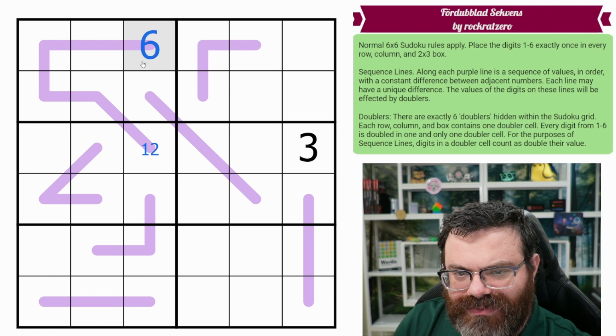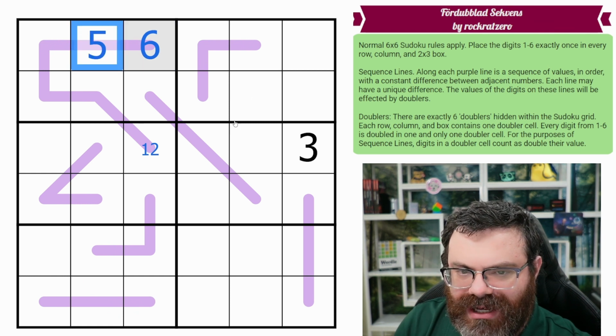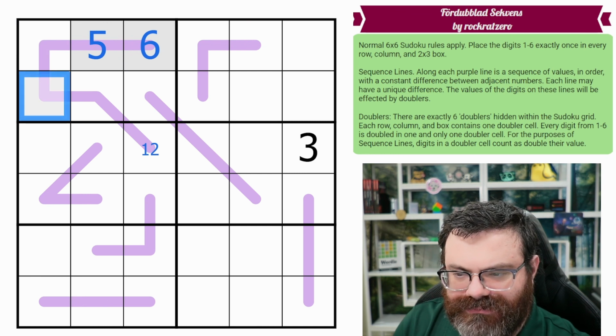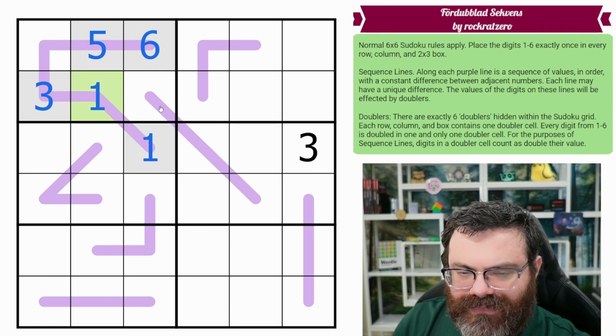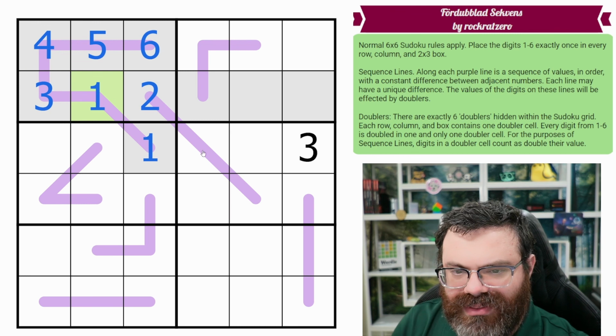This is interesting though. So we're going to go 6, 5. Okay, all the odd numbers are not doubled. 4, 3, 2. This is a 1, and it's not doubled. And we double the 1. There we go. We double the 1, and then this is the 2 that's missing, and then this is 4. I think that's the only way this resolves.